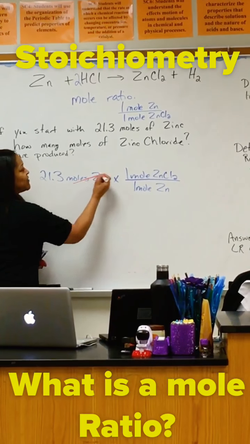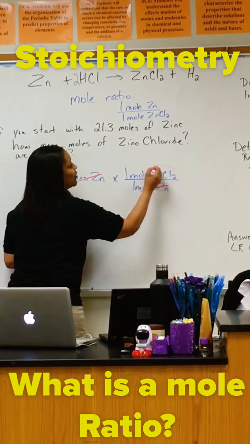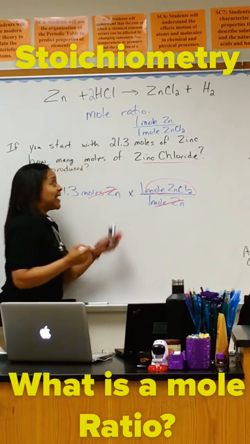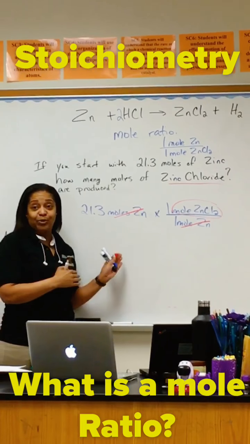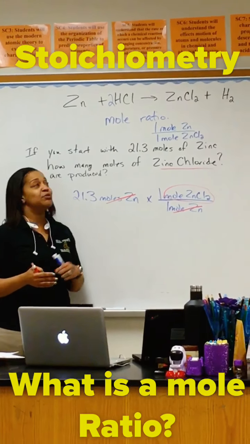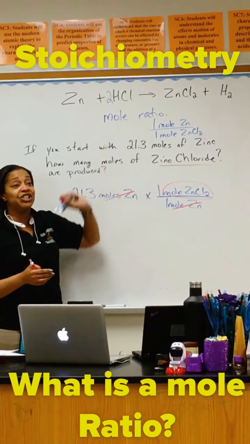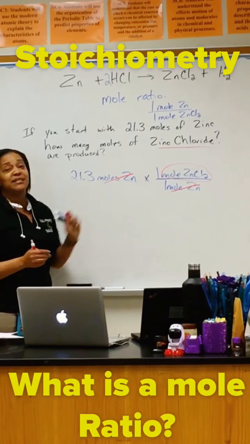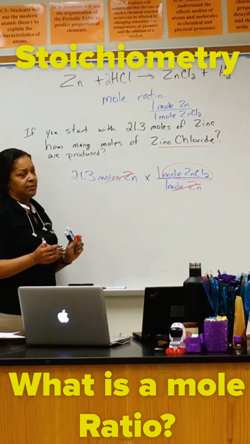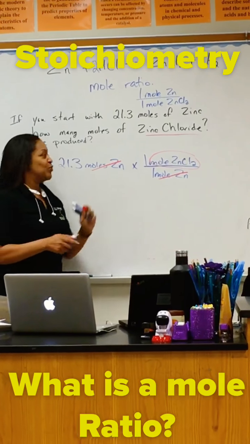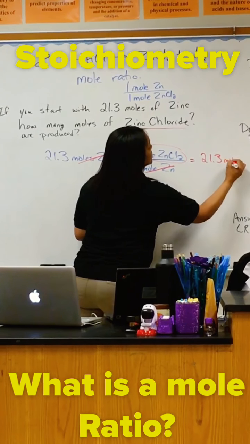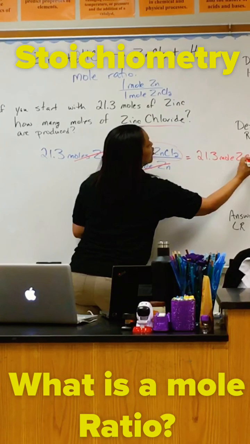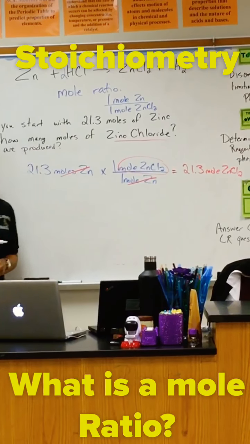This would definitely affect your problem. So we see that our moles of zinc cancel out here and we're left with what? The moles of what they asked us for in the problem. So this is how you go from talking about apples to oranges. Okay, you use the what? Mole ratio. So now we actually do this math in our calculator. We don't need one, I hope. 21.3 times 1 divided by 1, our answer is 21.3 moles of zinc chloride are produced.